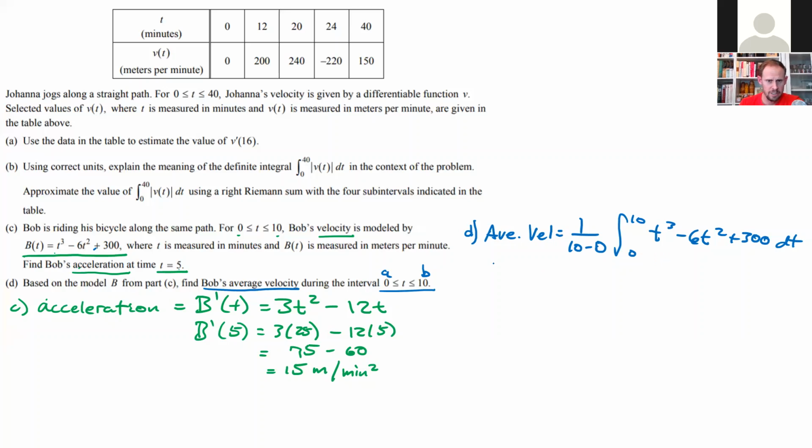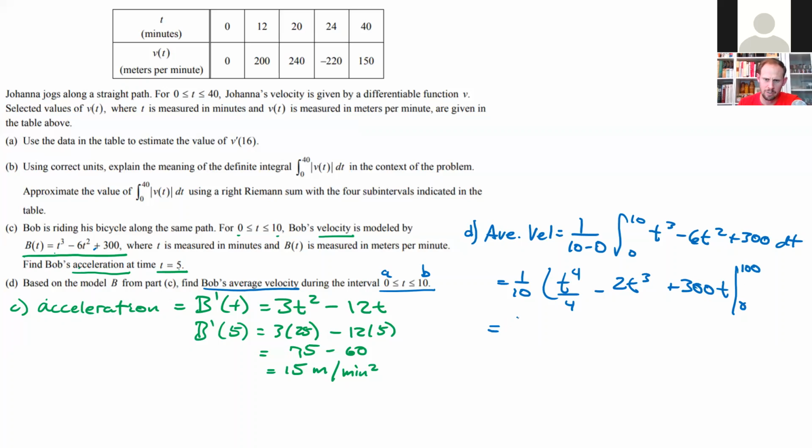Now we actually want to solve this. We want to work it out because it says to find his average velocity. So this is going to be 1/10 the integral. Actually, I'm going to just go ahead and take the integral. So t cubed is t to the 4th over 4, minus 6t cubed over 3. The 6 and the 3 will cancel, so we'll have 2t cubed plus 300t, going from 0 to 10.